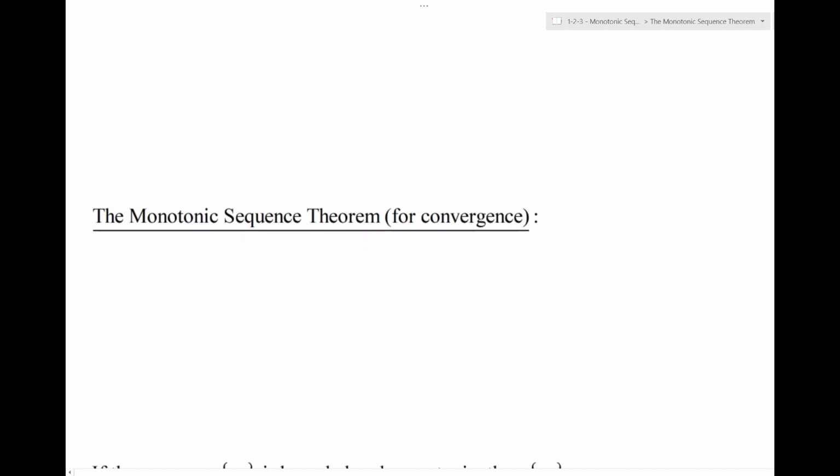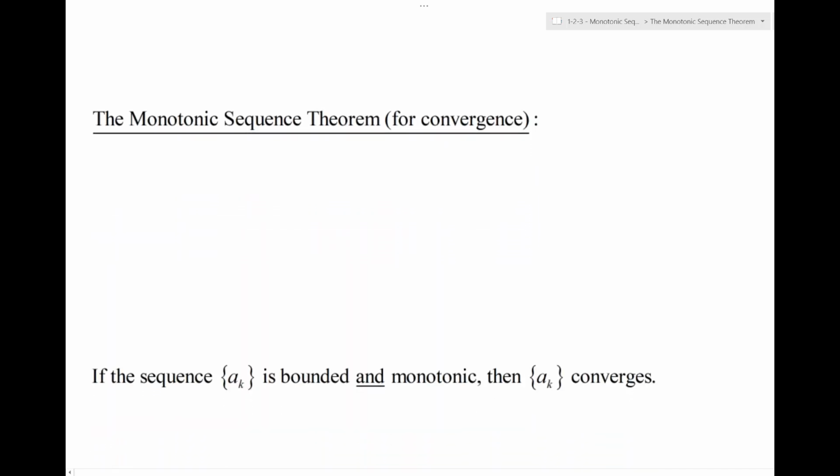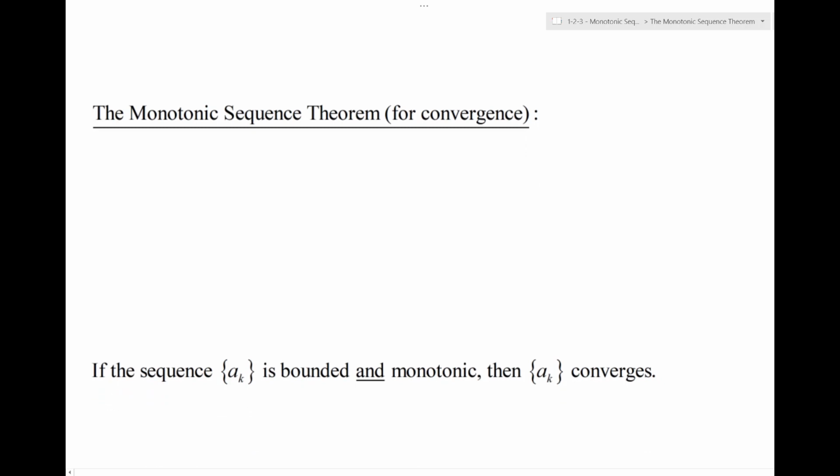It states the following: if we have a sequence a_k and it is bounded and it is monotonic, then the sequence converges. That's the theorem. Now, we're not going to prove the theorem in this video, but we're going to try to think about why that might be true, and it's a nice result. So if somehow you know that the sequence is bounded and it's monotonic, then it's always going to converge.